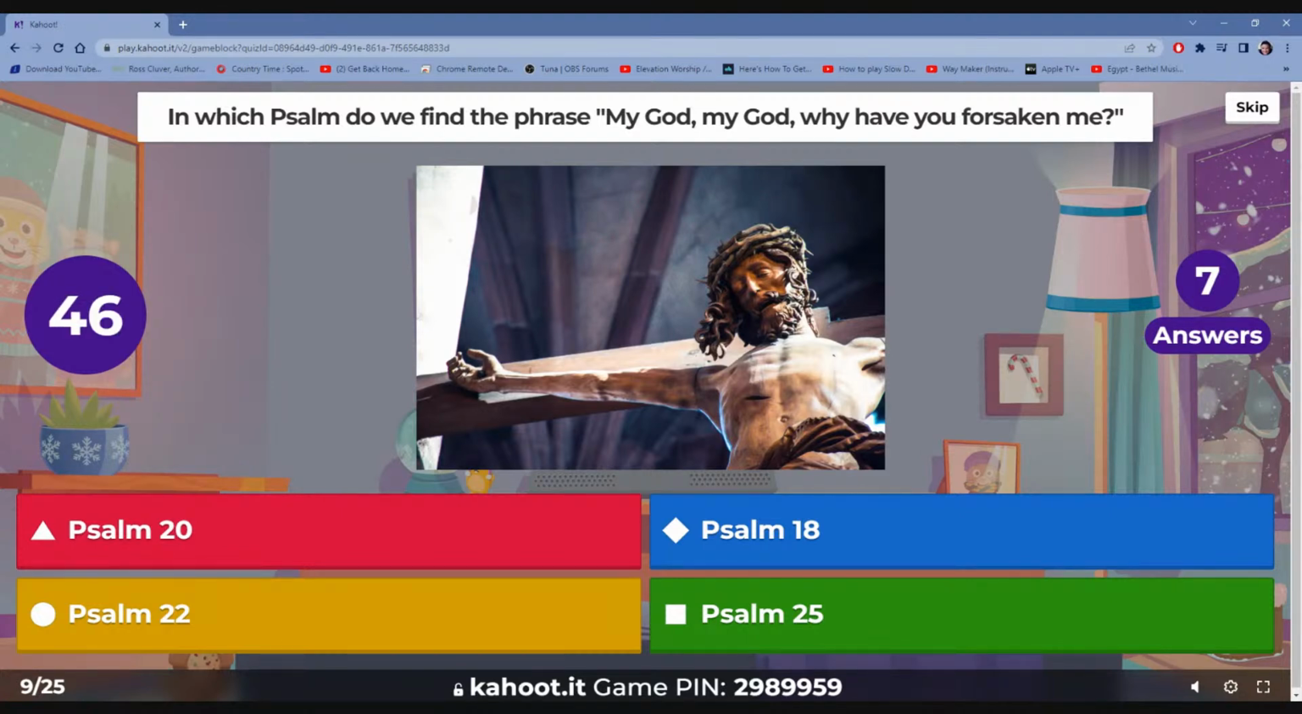In what psalm do we find the phrase, my God, why have you forsaken me, which are the words that we see Jesus saying while he's on the cross?